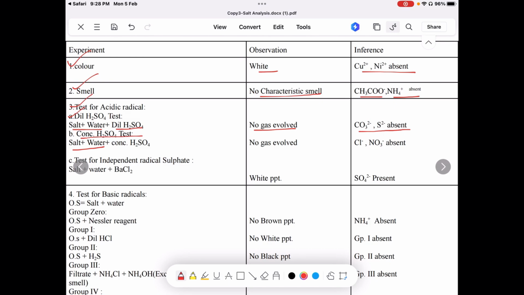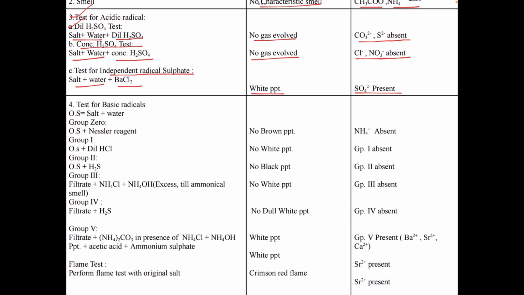Then next step, concentrated sulfuric acid test. To the water extract, we add concentrated sulfuric acid. Again, no characteristic change. So chloride, nitrate, bromide, iodide, all these radicals are absent. Third step here is test for independent radicals. So we are testing here for sulfate radical. To the water extract, we add barium chloride, white precipitate. It shows the presence of sulfate radical in a given salt.